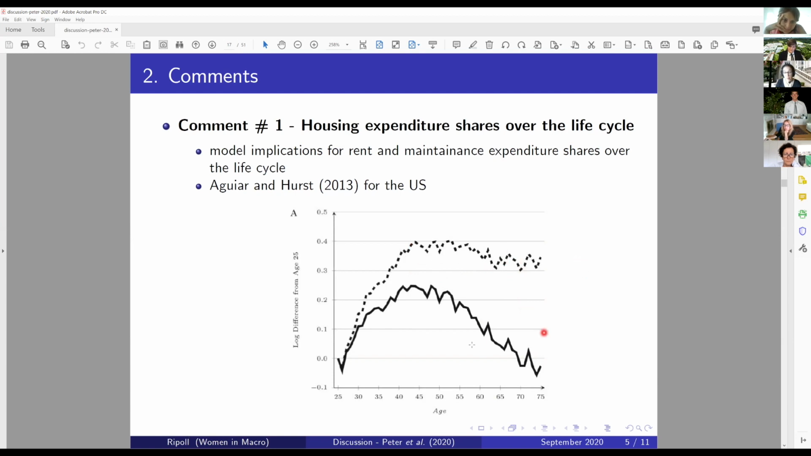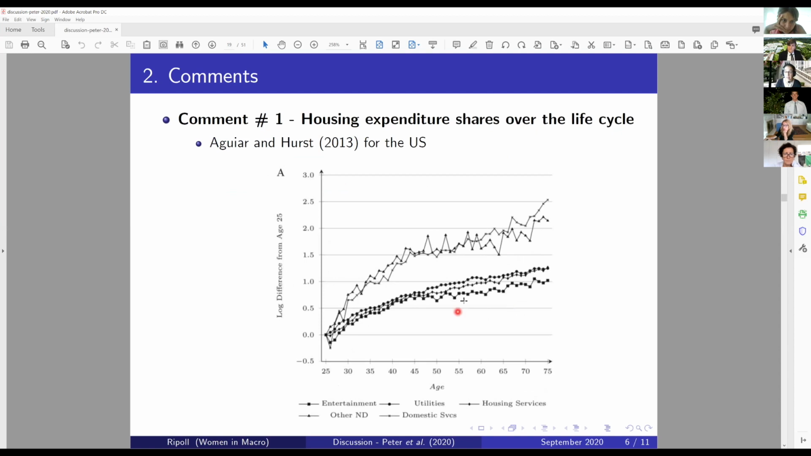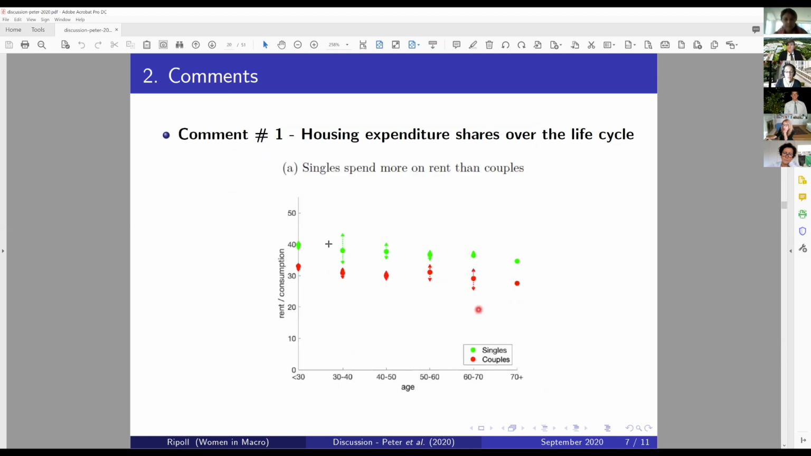You don't see this drop. What that means, and you can confirm that, is that expenditures in rent, which are these diamonds here, even in utilities, go up. So somehow, as the authors and Alessandra showed us, there is some sort of independence of this rent to consumption ratio when you go across the life cycle.